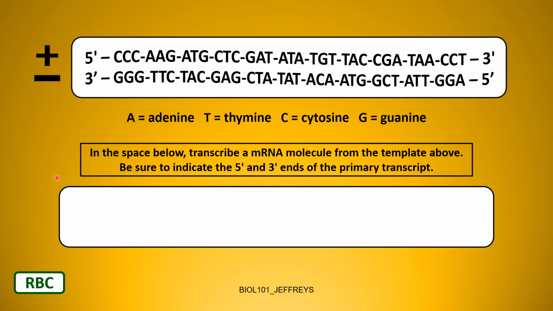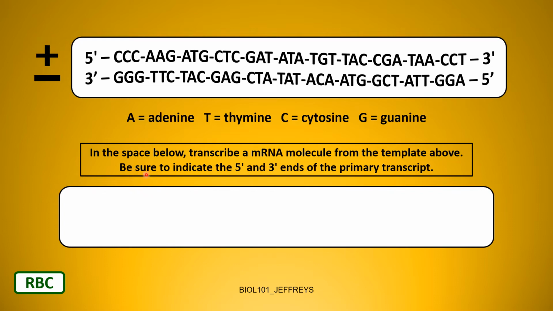Now the next, okay, so this was your first instruction. Your next instruction says, in the space below, transcribe a messenger RNA molecule from the template strand above. Template strand is the minus strand. Be sure to indicate the 5' and 3' ends of the primary transcript. Now, primary transcript, because it's not going to be modified before translation. This is just the raw transcript. You're going to use the template strand, the negative strand, the nonsense strand here, and you're going to make your messenger RNA.